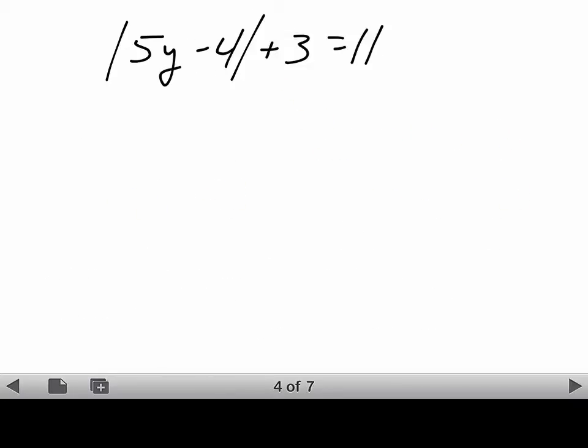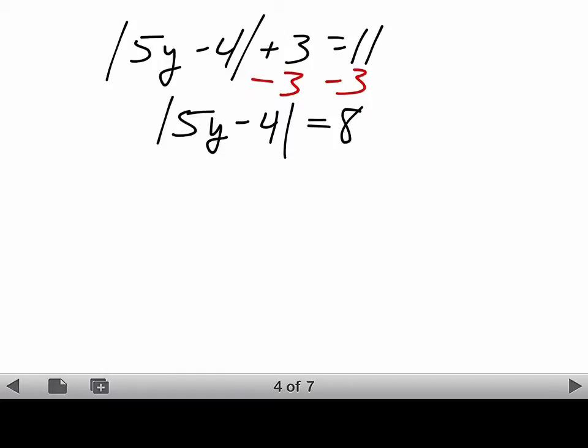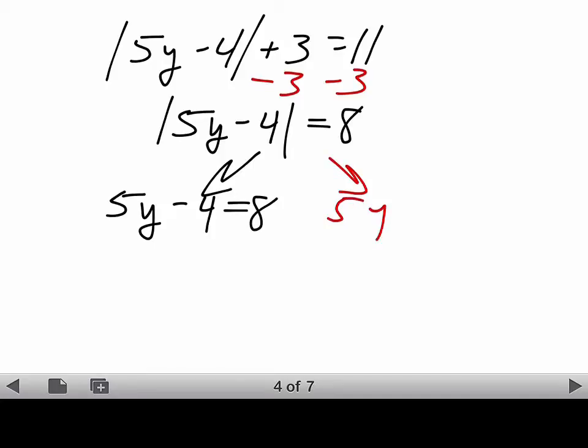In our next equation, we have the absolute value of 5y minus 4, plus 3, is equal to 11. Now before we can split this up into two equations, we need to isolate the absolute value expression, in this case by subtracting 3 from both sides. So we'll go ahead and do that, and we end up with the absolute value of 5y minus 4 is equal to 8. Now we can split this into the two equations as we've been doing and get 5y minus 4 is equal to 8, and for the other equation 5y minus 4 is equal to negative 8.